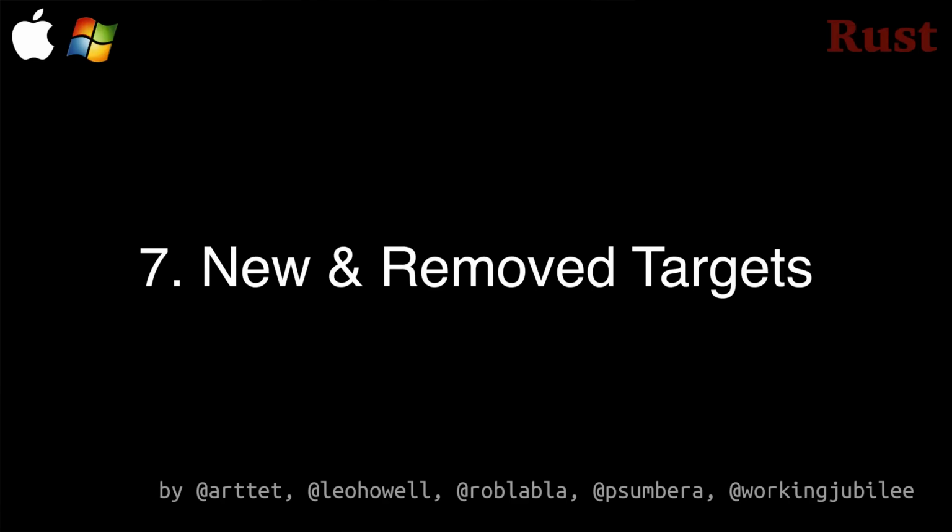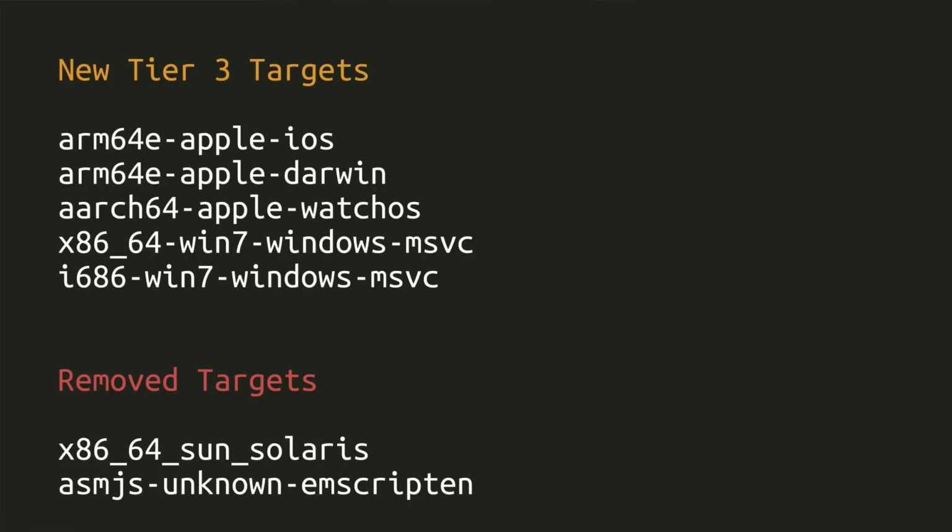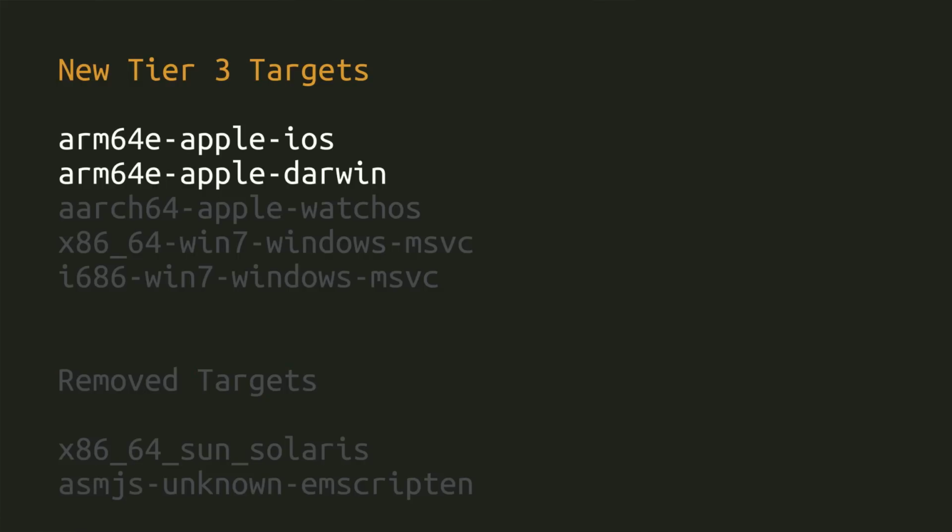Number 7. 5 new targets have been added and 2 have been removed. Let's go over them. First, we have support for the ARM64E architecture on iOS and macOS. This is functionality that was introduced in the A12 chips for iOS and M1 chip for macOS that uses pointer authentication codes to detect and guard against unexpected changes to pointers in memory.